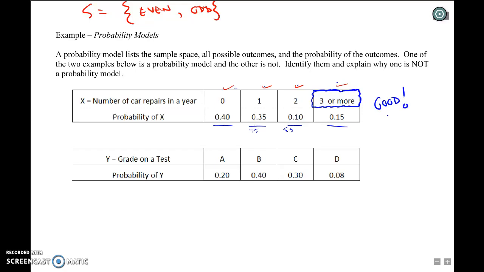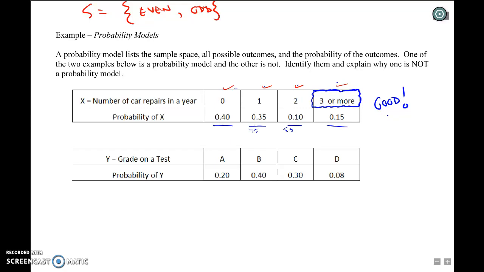Grade on a test: A, B, C, D. So the question you have to ask is, are those all the outcomes? Well, if everyone got either an A, B, C, or a D, then that is all the possible outcomes. If somebody got an F, then we're missing something. If somebody got an A minus or a B plus or all these other ones, maybe we're missing things. But again, the question is, how were the grades recorded? What outcomes were there? And I don't really know.